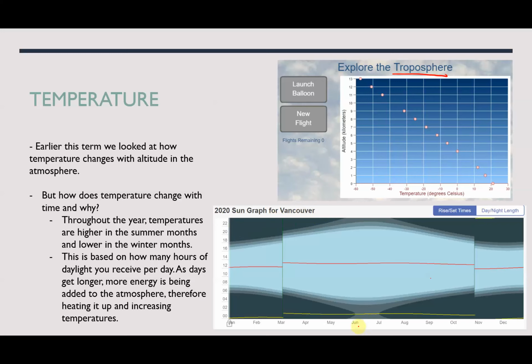So you can see during the summer, June 21st being the longest day, there's a lot more sunlight. If we're getting more sunlight, and also the sunlight's more direct, then we're obviously going to have much higher temperatures. So more energy is being added to the atmosphere, and we're going to get higher temperatures as a result of that.